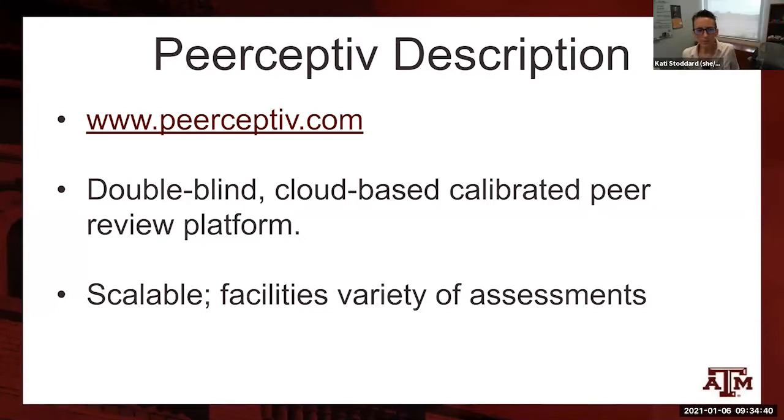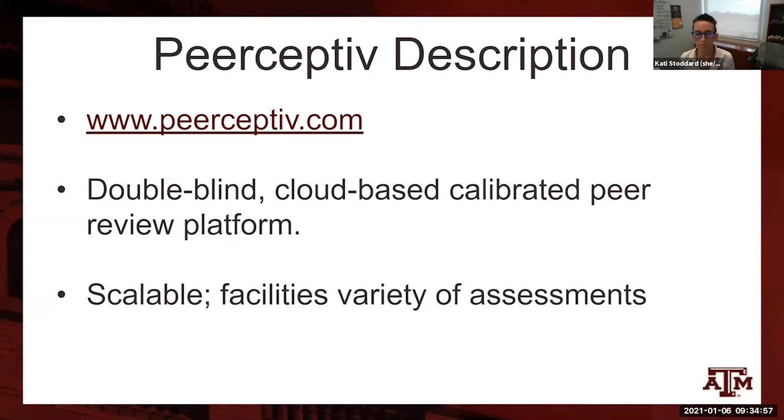Yeah, so Peerceptiv is a double-blind, cloud-based calibrated peer review platform. Double-blind meaning the students that do the reviews don't know who they're reviewing, and when they receive reviews, they don't know who reviewed theirs in ideal circumstances.